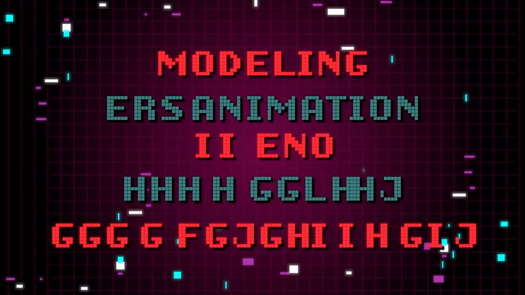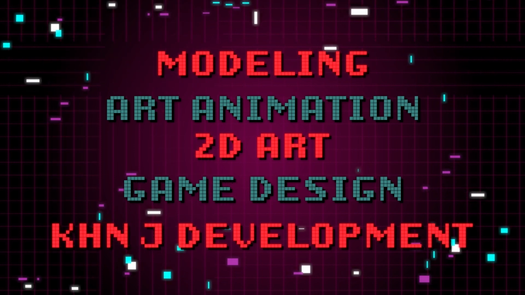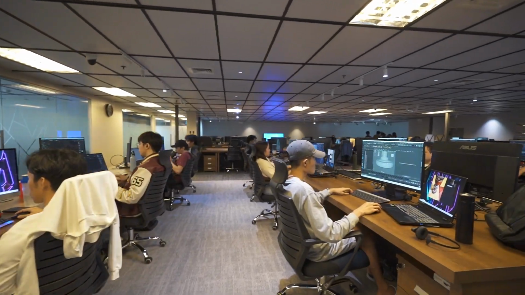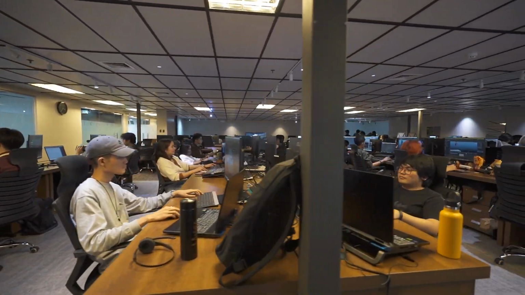So the studio has different departments: modeling, art, animation, 2D art, game design, game development. Right now we're in the production area, so this is where everything starts, from what the client requires, planning, baseline production. This is where we all meet and collaborate to start a new project or to work on projects.